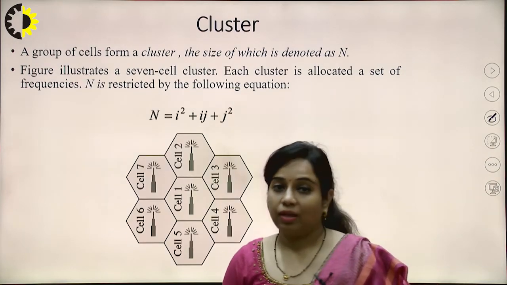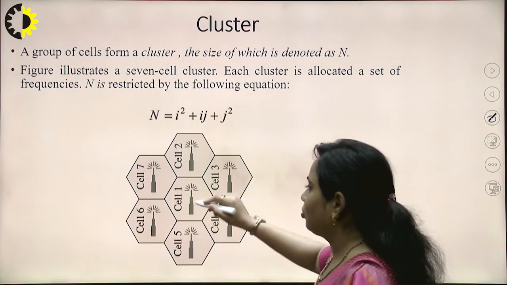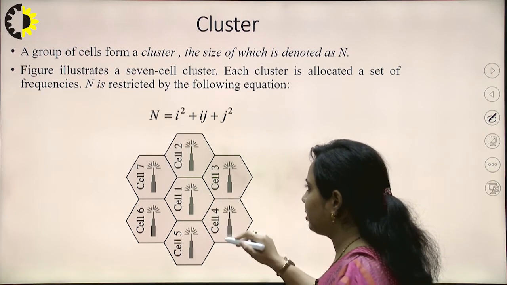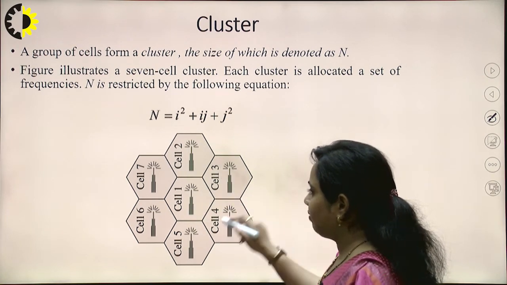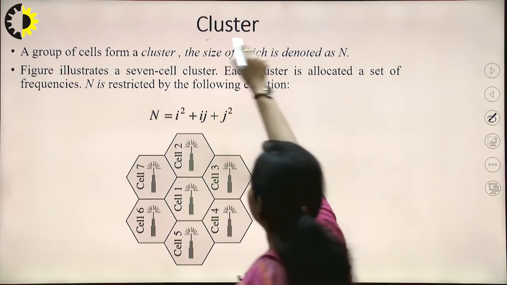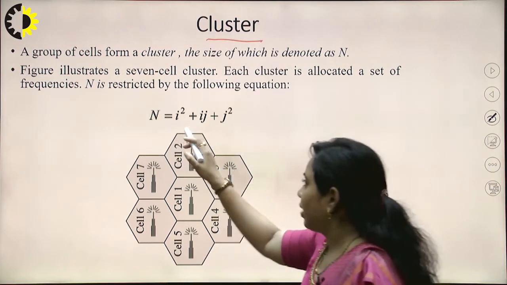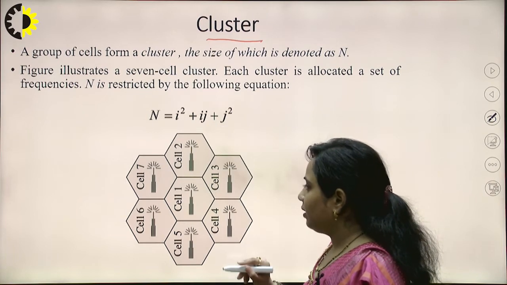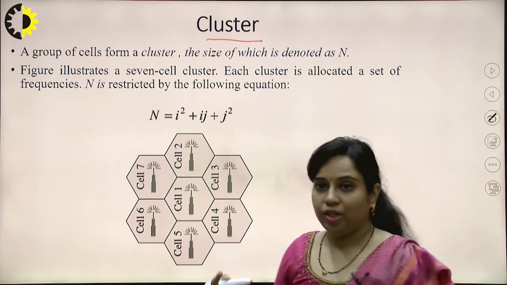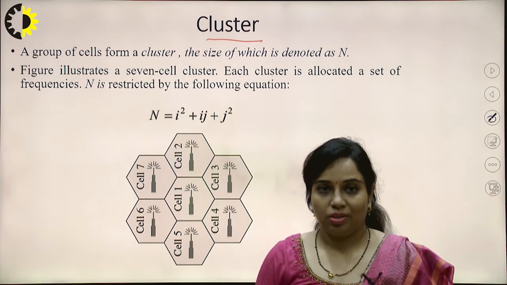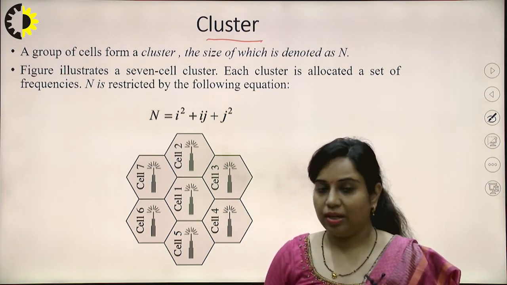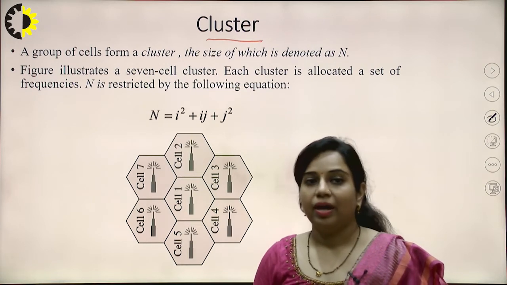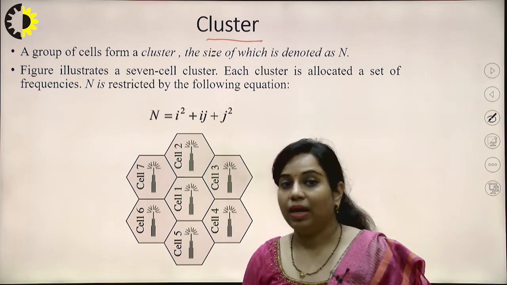Now next is the cluster. This is what I am talking about. If I consider these are the cells, these are interconnected cells, and these 7 cells will make up a cluster. So N will be equal to i square plus j square plus ij. So what does it mean? That i and j are the two positive integers that we have to consider. It may be 0 also, but it should not be negative, first thing. And what do we mean by i and j?